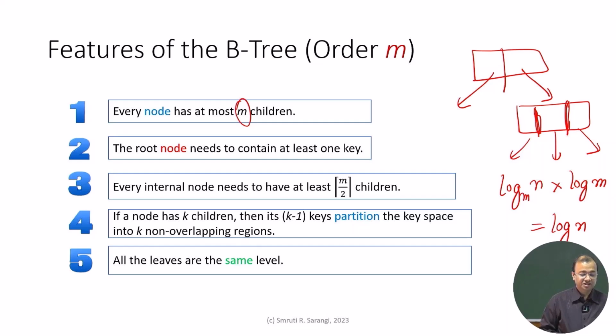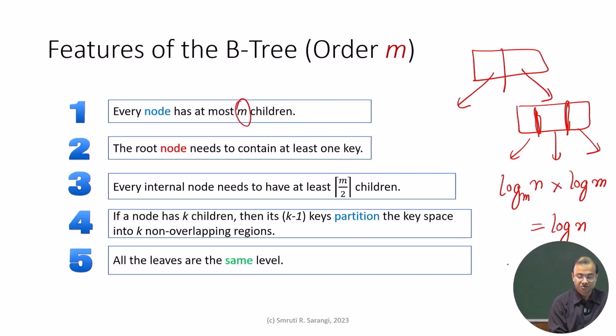Every internal node has to have at least ceiling of m by 2 children. If you don't have this, how will you ensure that the depth is small? An internal node has to have ceiling of m by 2 children. Furthermore, if a node has k children, then you will have k minus 1 keys. That is obvious. You have 2 children, you have 1 key that is partitioning them. When you have k children, you will have k minus 1 partitions. Each partition is a key.